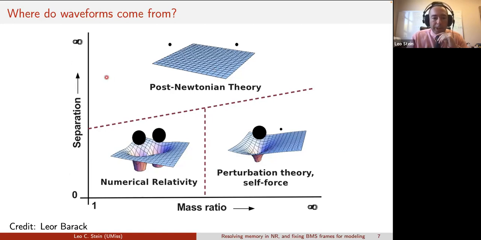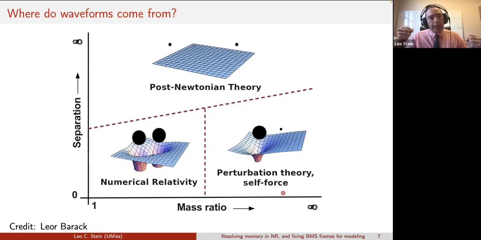So at wide separations, and therefore slow motions and weak fields, we've got post-Newtonian theory at the top. On the right-hand side, when the mass ratio gets very extreme, you can treat the space-time as just a big Kerr black hole with a small perturbation on top of it. So you do perturbation theory about that non-trivial background. That's the SMR, small mass ratio perturbation theory, sometimes called the self-force program.